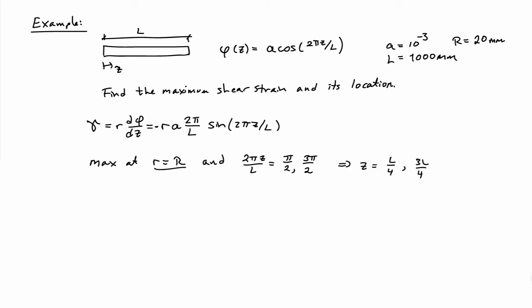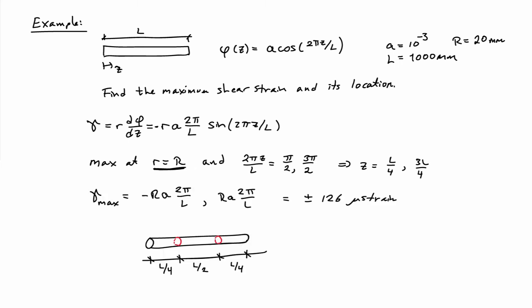So I can plug that in, and solve for z. I find that z is equal to L over 4 or 3L over 4. So those give me the two locations along the length of the bar, and the location radially is at the outer surface of the bar.